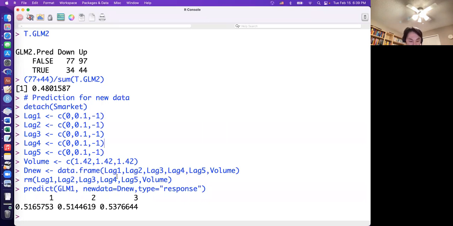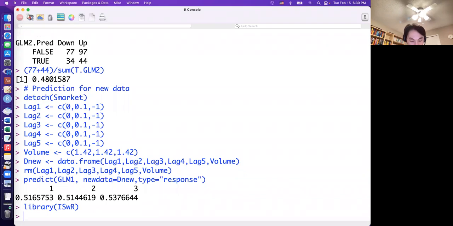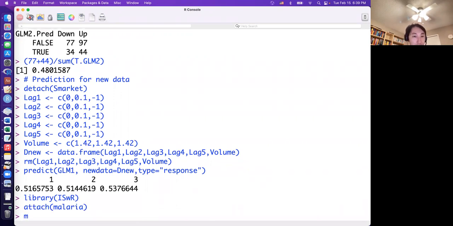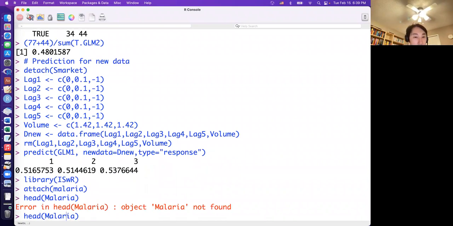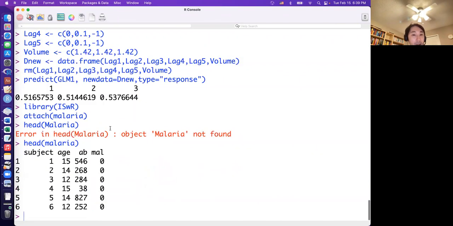So A is the box plot. We use library ISWR package, which is from another textbook, and the malaria data. We have the subject age, the AB, and the mal. Mal is the state of malignancy, and the AB is what?